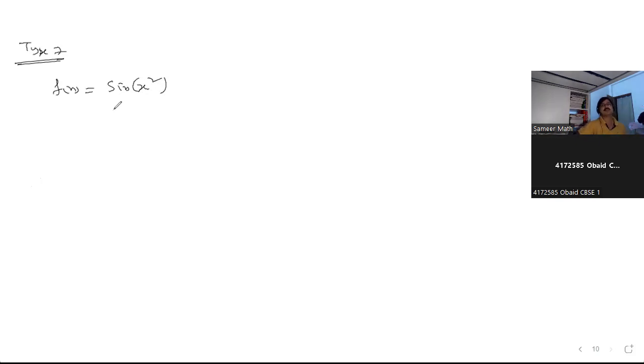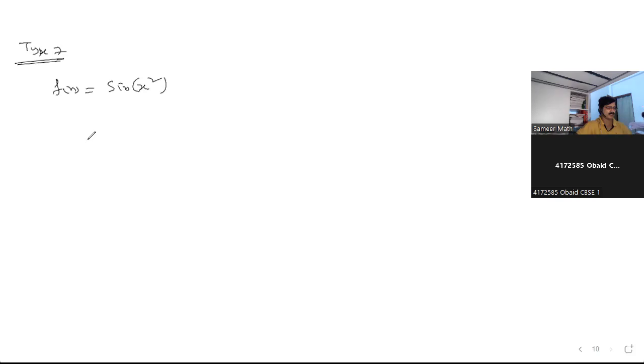You cannot write pi plus x; it is not going to affect anything here. You can't write anything here. Sin x square, can't tell anything. What is the period? No, I can't say that. So is every function periodic? No, we can't say that.